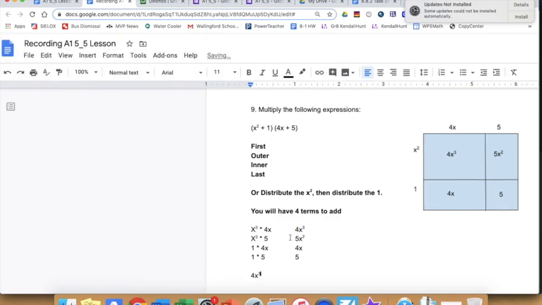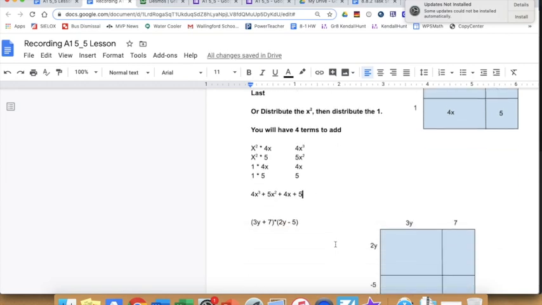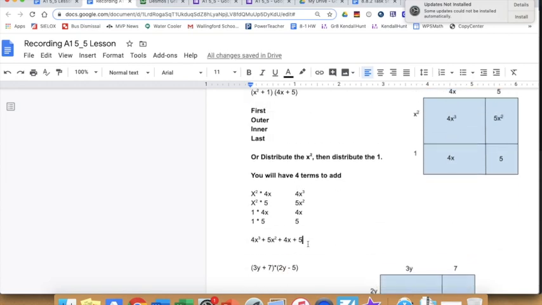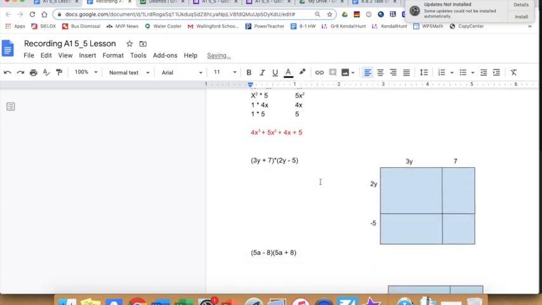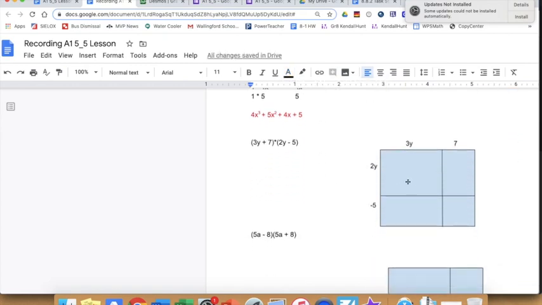And this one we have no like terms to combine, and they're all nice positive numbers. 4x cubed plus 5x squared plus 4x plus 5. Alright, so there's that first one. And I'll put that in red, so that's the answer. And again, you don't have to use the area diagram if you don't need to. It's just there to help you remember those 4 pieces and what those 4 pieces all look like. Alright?